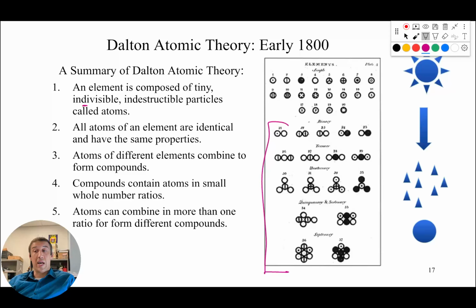Compounds contain atoms in small whole number ratios. So this kind of ties back to this indivisible. If we think about the formula for water, you might know that formula for water is H2O. So what rule 4 is saying is I can't have H1O a half. Okay, so we're whole number ratios all the way through. There's no fractional elements within an individual compound.